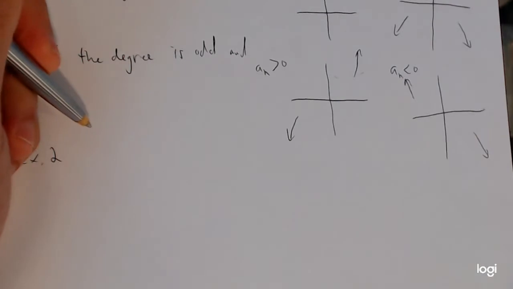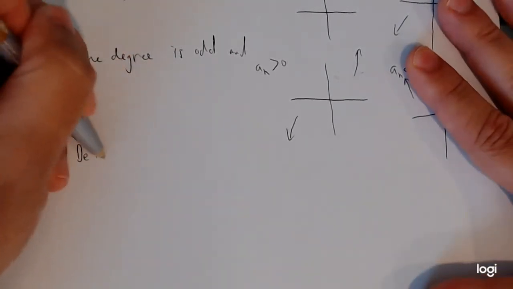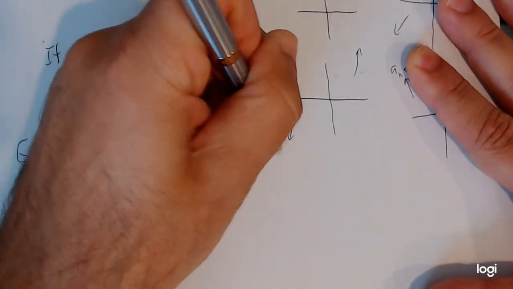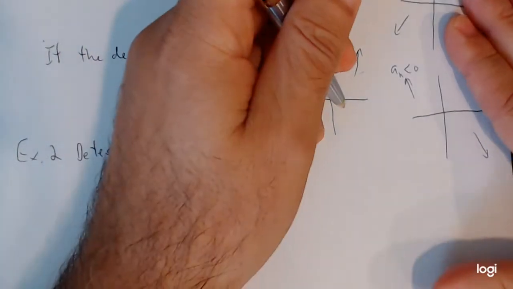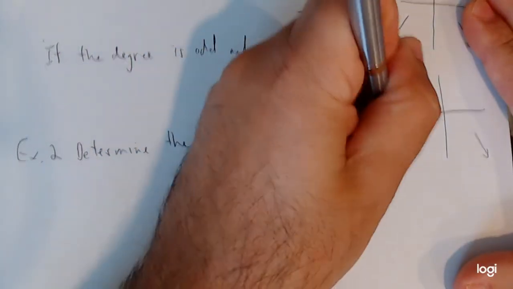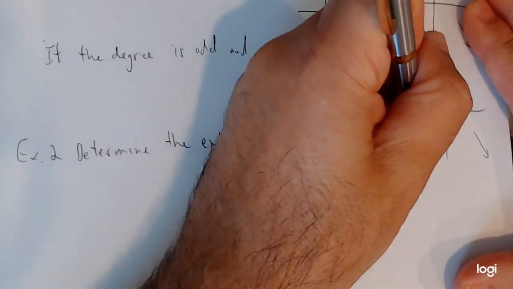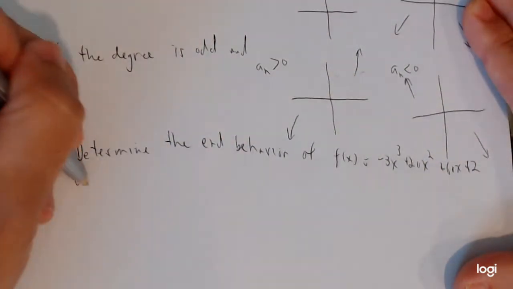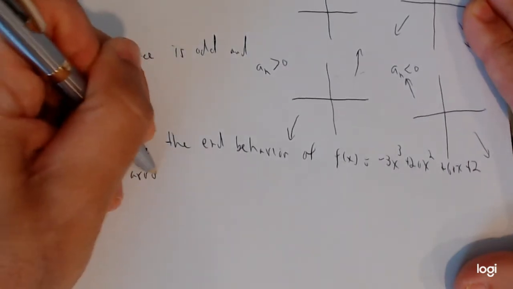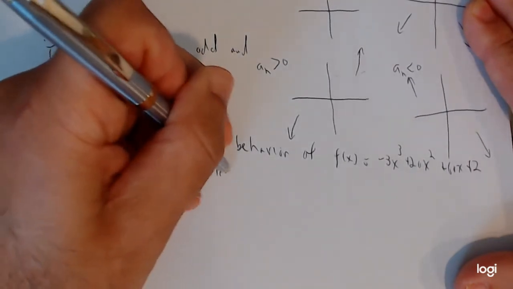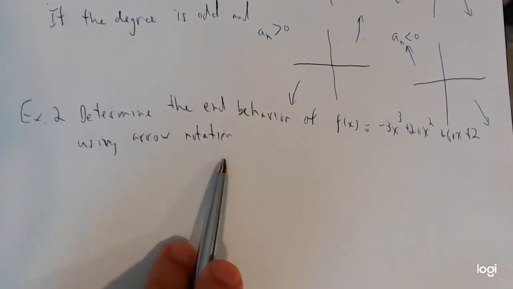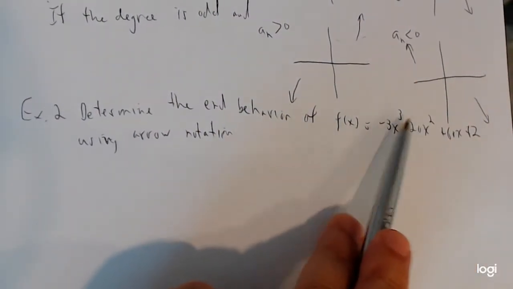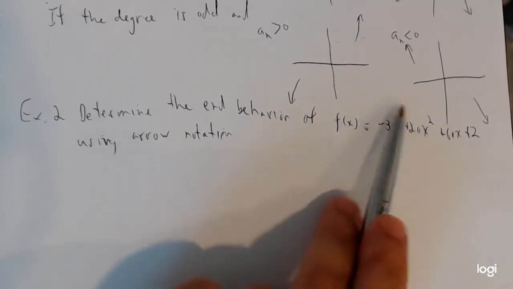For example 2, determine the end behavior of f of x equals negative 3x cubed plus 20x squared plus 60x plus 2 using arrow notation. Okay, I'll show you what it means to use arrow notation in a minute, but let's look at our function. What's the highest degree of this? It is 3. So the degree of this polynomial is 3.